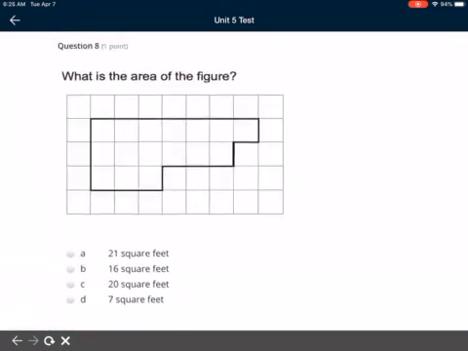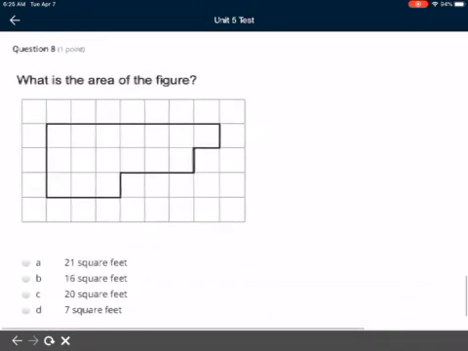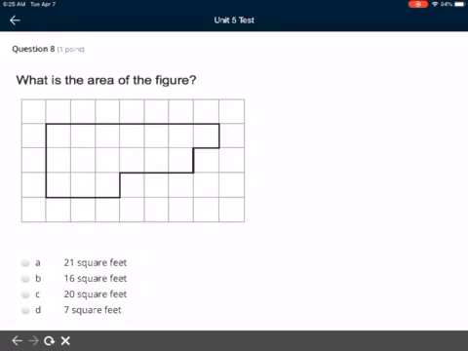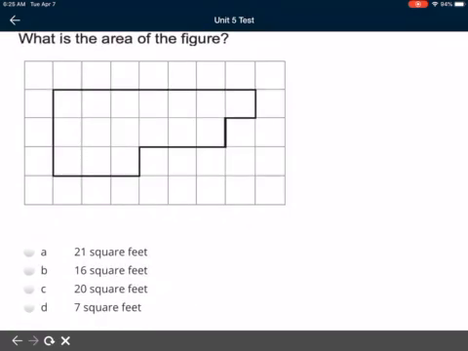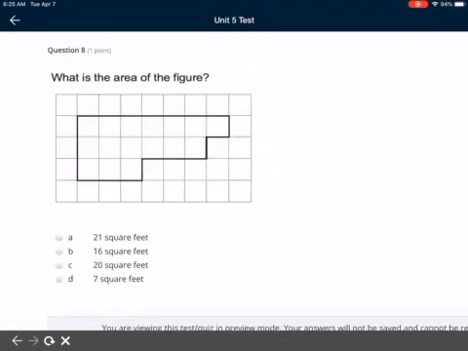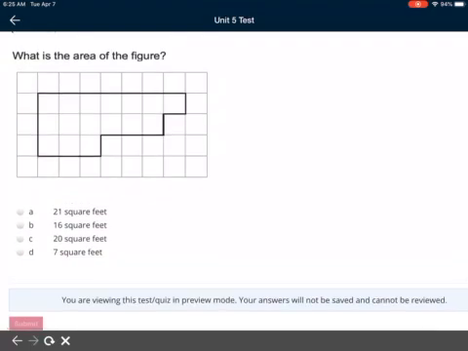And last question here, question number 8. What's the area of the figure? This we just have to remember, just figure out how to figure out area using this picture and the shape. When you're done, submit, and you can send me your work if you want to.